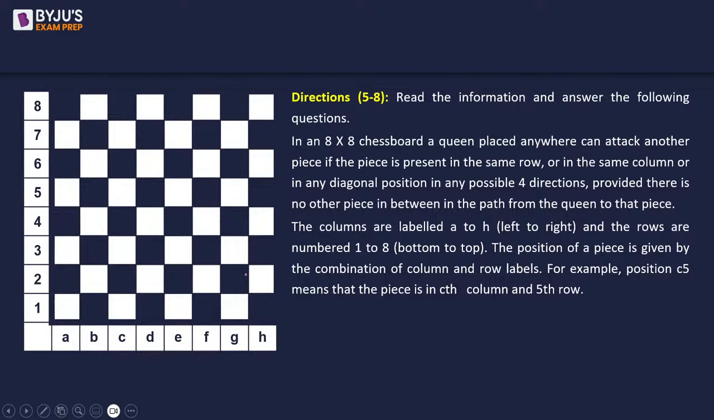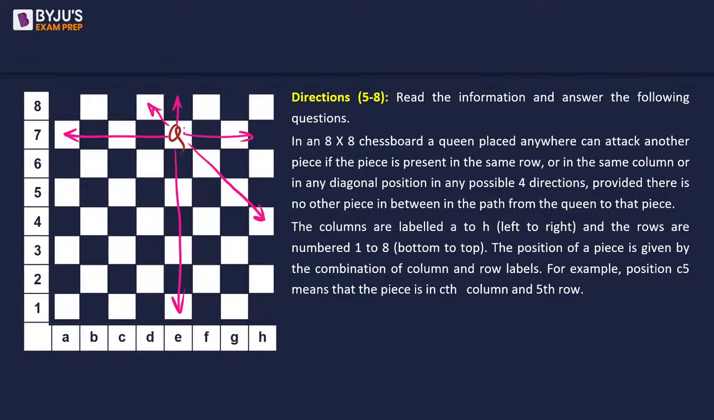Okay, what if the queen is not here? What if the queen is, let's say, somewhere here? Then the queen travels in the same column, in the same row, and along the diagonal. So as you can see, the number of squares that it can move to becomes less as compared to the previous example.